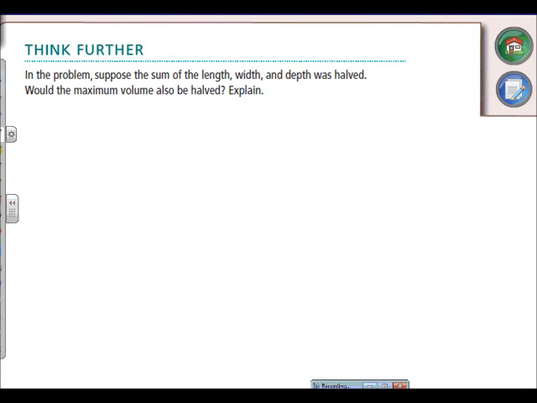So now looking at it for yourself, thinking it further, what would happen if the sum of the length, the width, and the depth was halved? So instead of having 100, the airline says, oh, no, now 50. Would the maximum volume also be halved now? That's something for you to try to work through and figure out yourself.